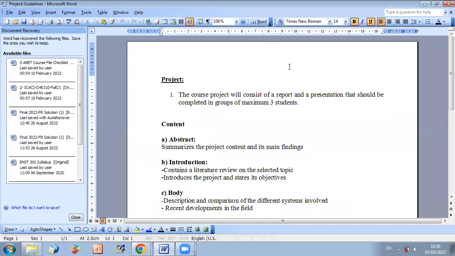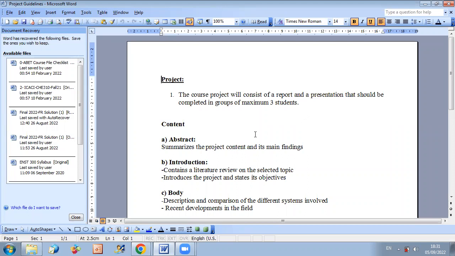This file is posted also on Moodle, which is project guidelines. So we'll summarize here what I am expecting from you in the project and what are the ideas you can work on. So to start with, the course project will consist of a report and a presentation that should be completed in groups of maximum 3 students. As I told you before, you can do the project individually or form groups of 2 or 3.